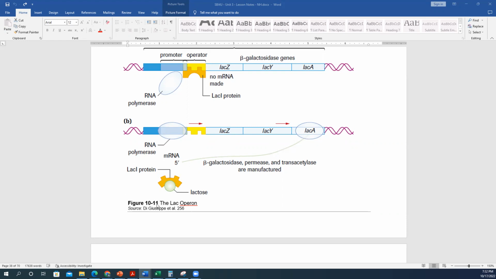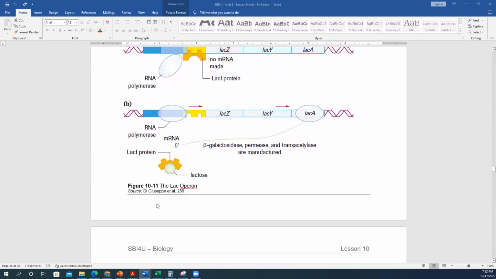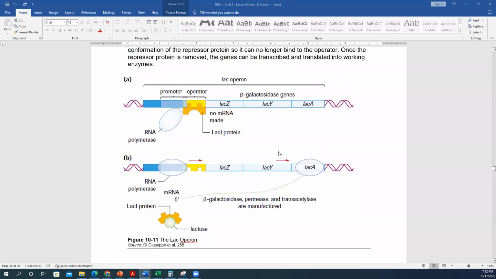So that is the story of how the lac operon, for example, is a good story of gene regulation through the presence of lactose itself, acting as a regulator of the expression of this set of genes.